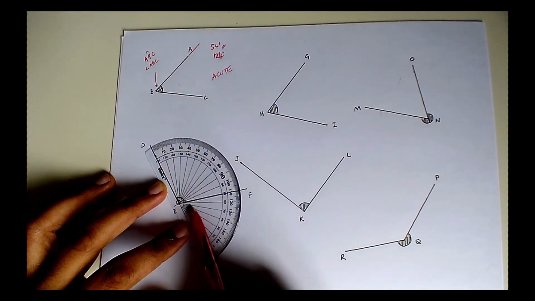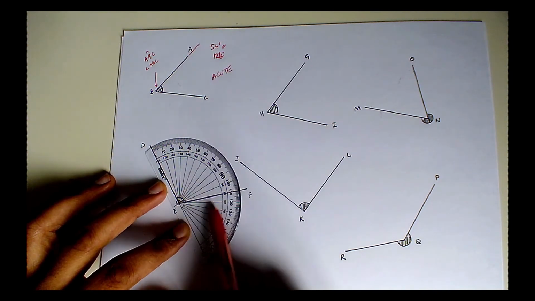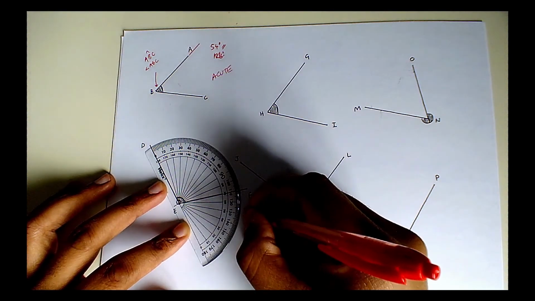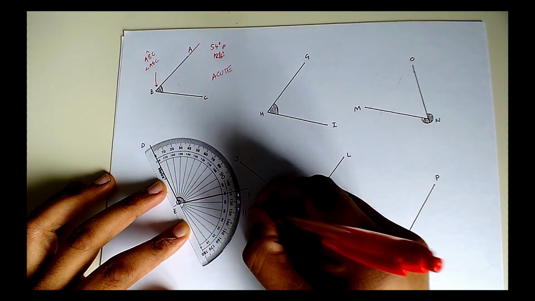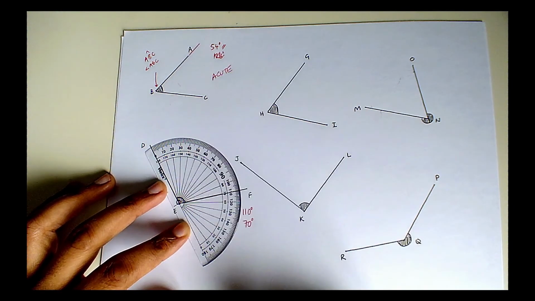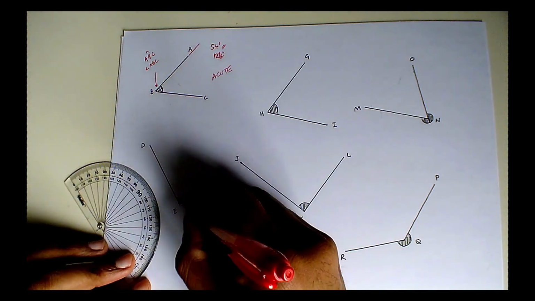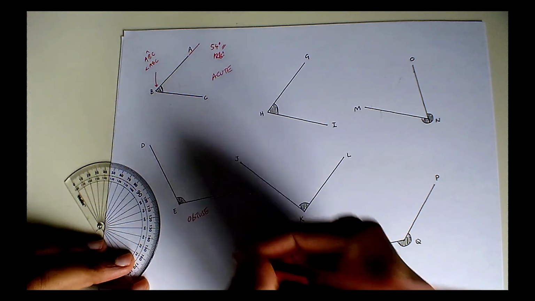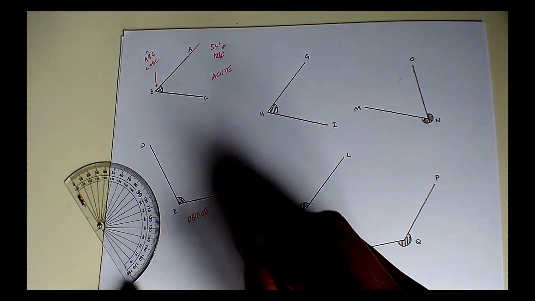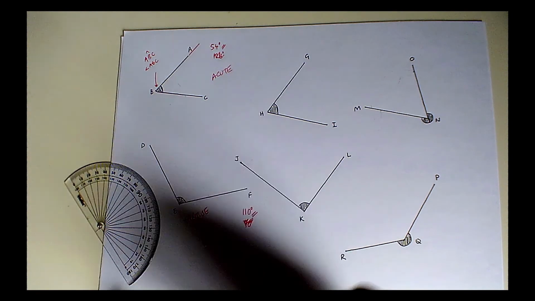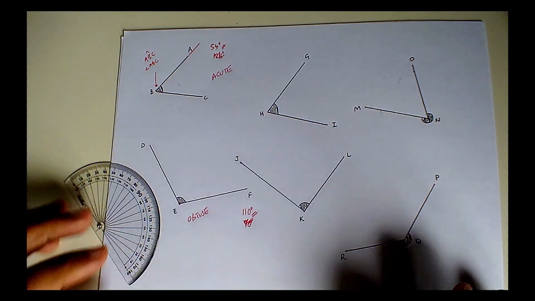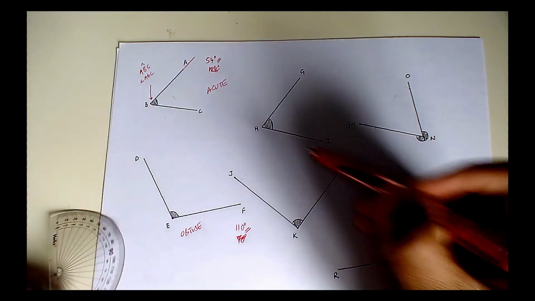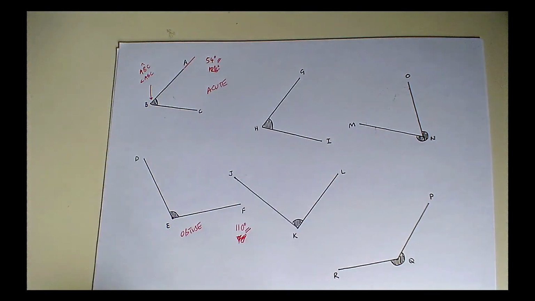So from this, I can see that the line EF is going to give me an angle of either 110 degrees or 70 degrees. They're my two options. Now because this is an obtuse angle, I'm going to go for the obtuse answer, which is 110 degrees. Moving on to our next one, which is this one here, the angle GHI.